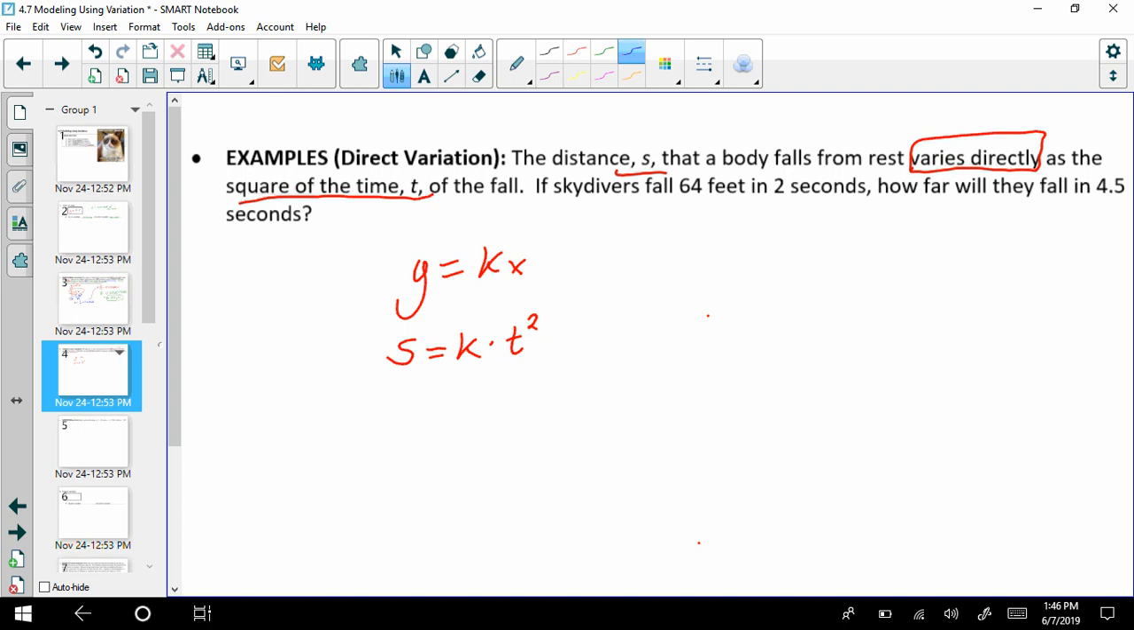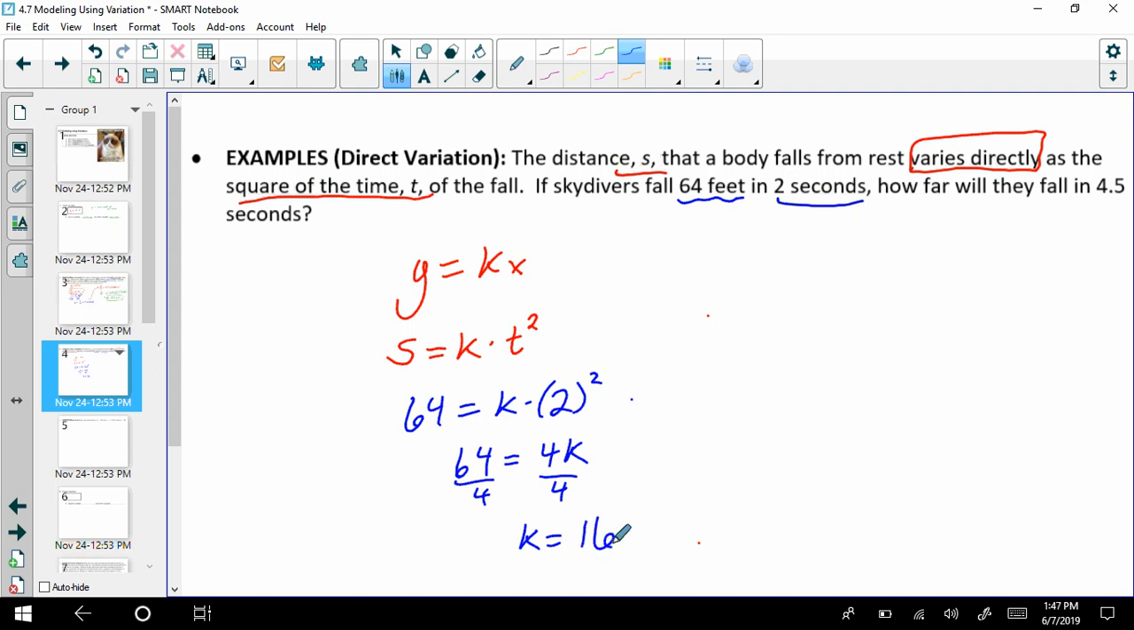Okay, now let's see if they've given me some values. If skydivers fall 64 feet in 2 seconds, let's stop right there. Let's use that information to find k. So 64 is my distance, 2 is my time. So let's see here, 2 squared is 4, and then I want to divide. So on this one, k comes out to a whole number, 16. So let's write our equation now that we know k. So s equals 16t squared.